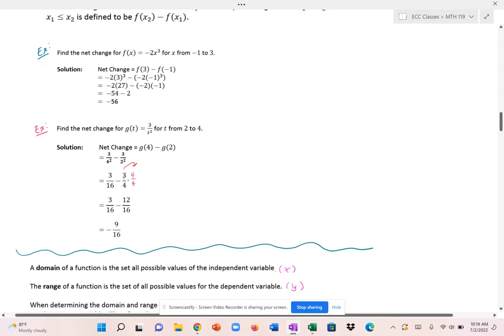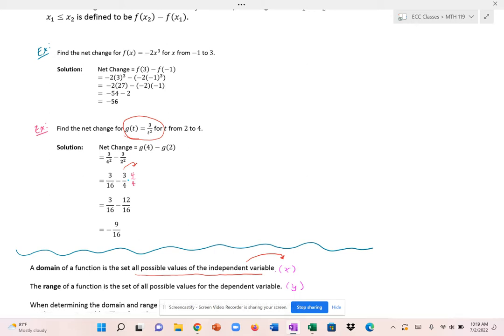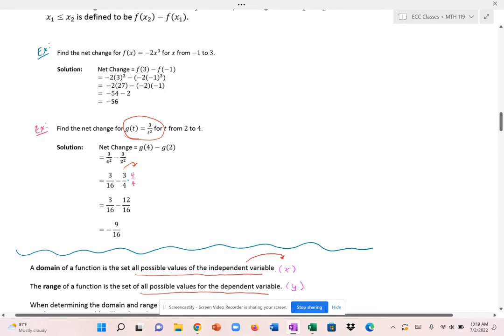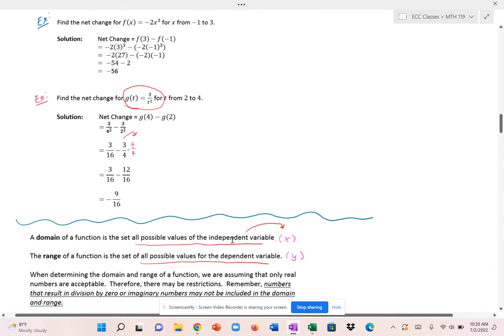Okay, so now we're going to talk about the domain and range of a function. The domain of a function is the set of all possible values of the independent variable, which we often call x. It doesn't have to be, like in this example, where my independent variable was t, so I'd be looking for the domain for t. But usually we call it x. And the range is the set of all possible values of the dependent variable, and that's what we usually call y.